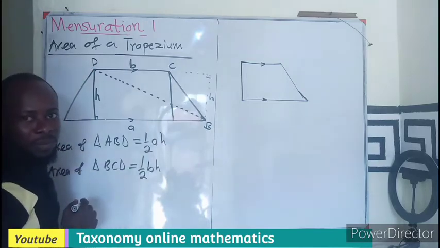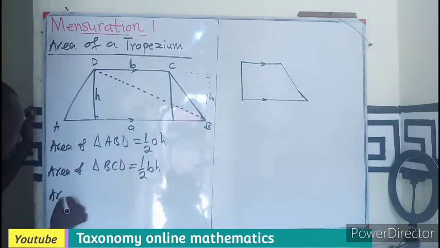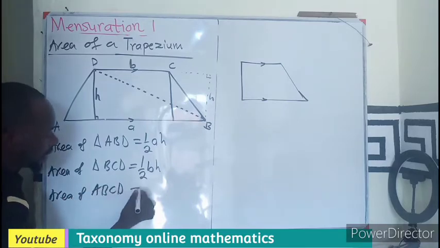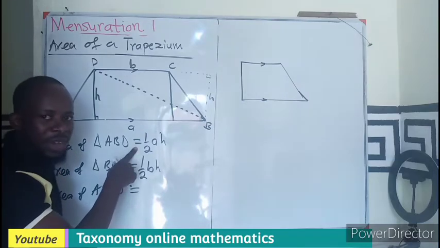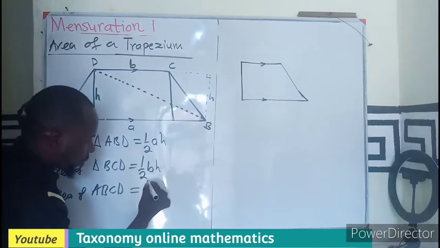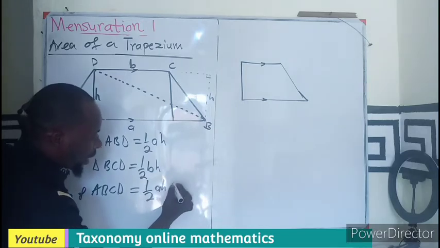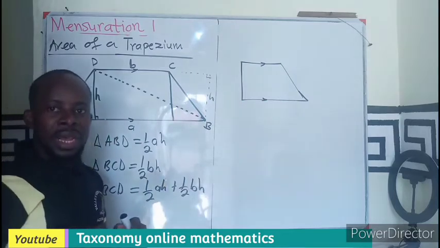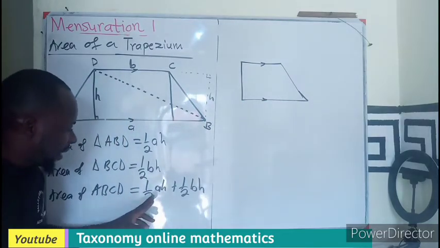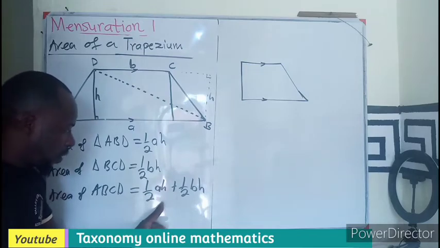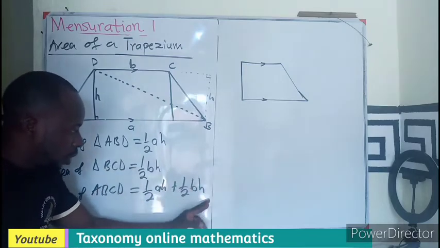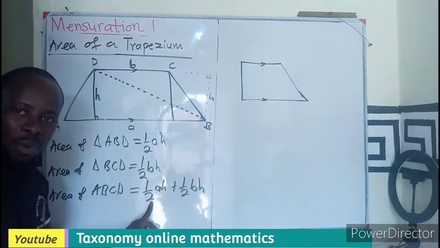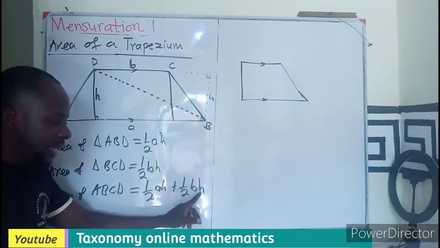The height. So in all, area of the trapezium ABCD is going to be the area of the first triangle plus the second one. 1 over 2 AH plus 1 over 2 BH. And in this, we can see that the whole of this is multiplied, so we have 1/2. The whole of this is also multiplied, so we have 1/2. So this and this is common. Likewise, H and H is common.